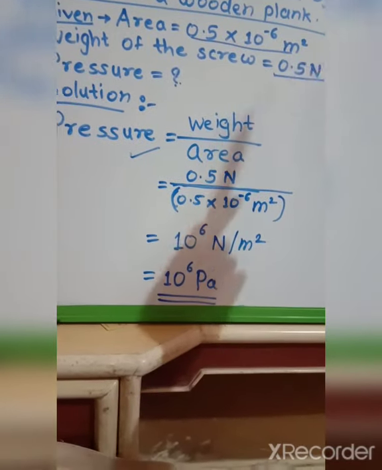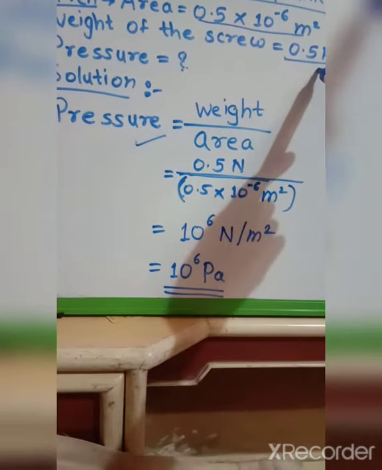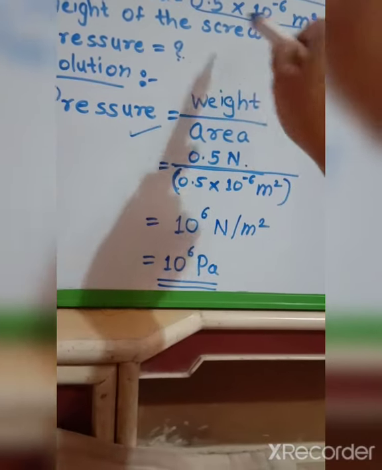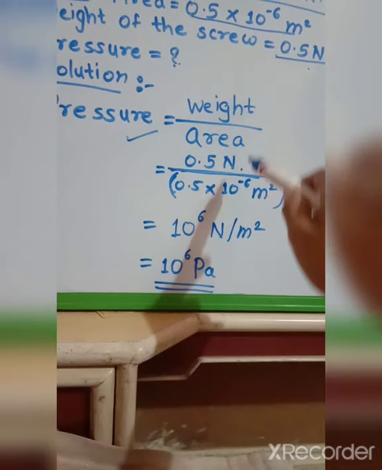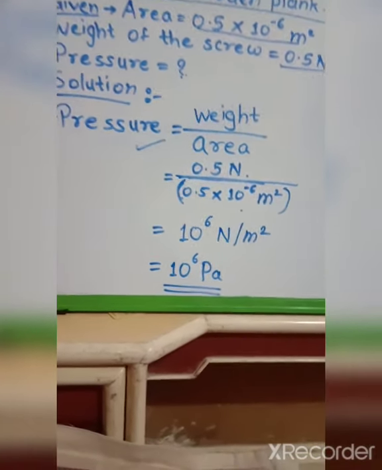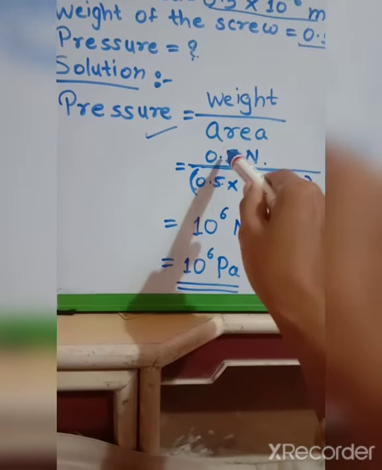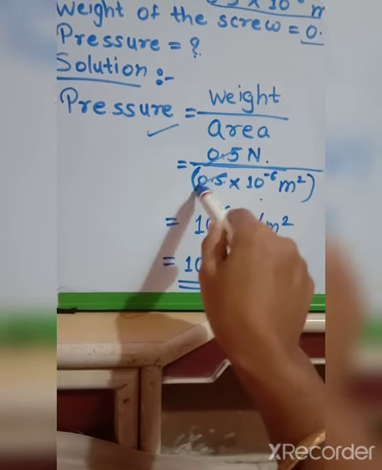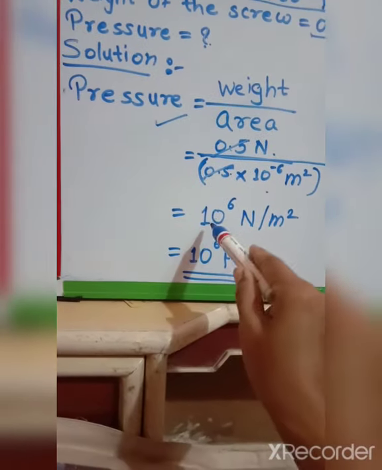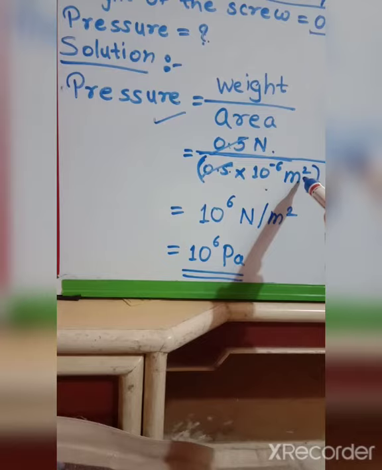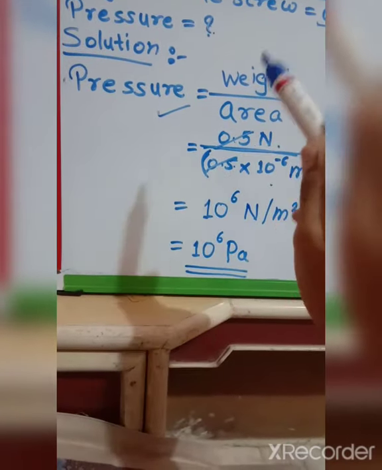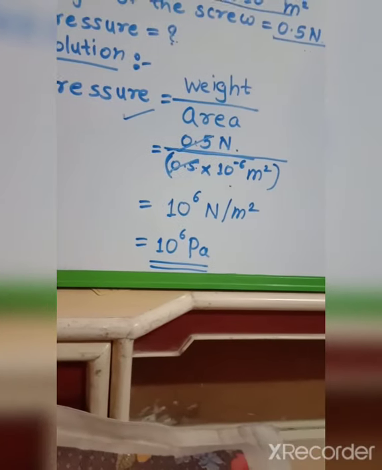What is the weight given? Weight of the screw is 0.5 N. So we'll write here 0.5 N. Then what is the area? 0.5 multiplied by 10 raised to minus 6 m square. So that we will write. Now here 0.5 and 0.5 are the common things. So we will cut 0.5 and 0.5. So what remains now? 10 raised to minus 6 m square. And here 1. That is why we will say that here 1 Newton is there.